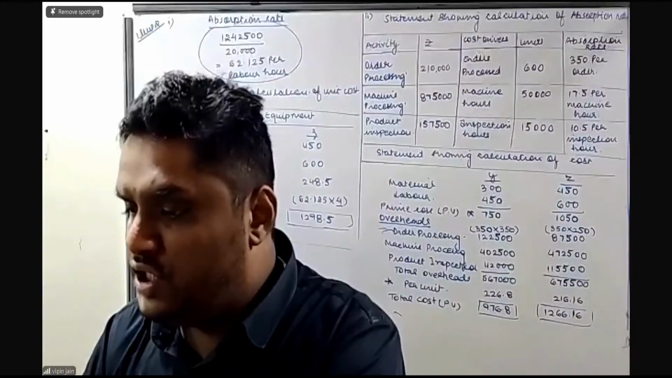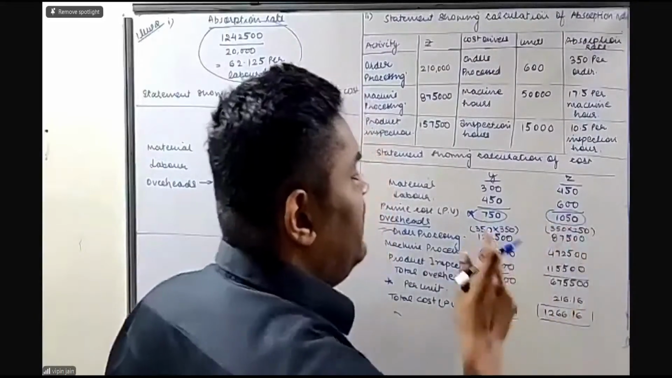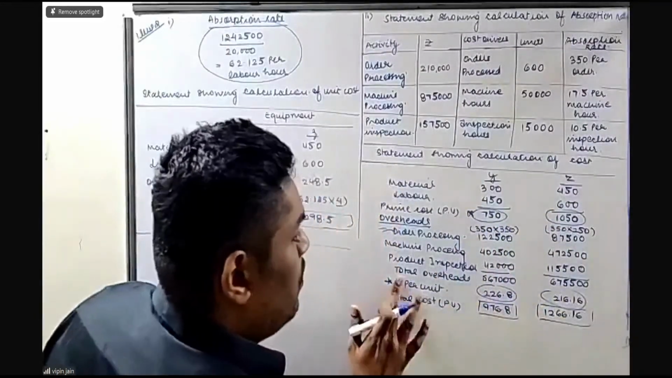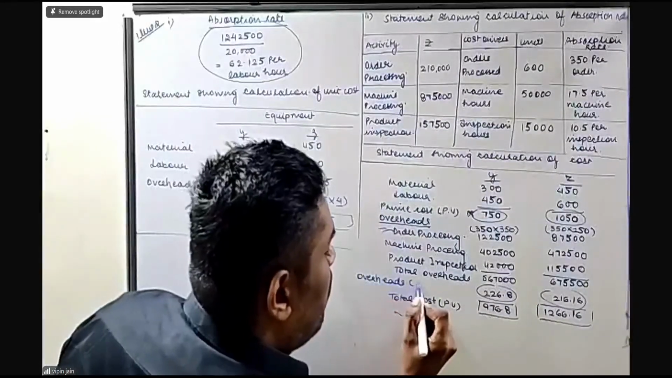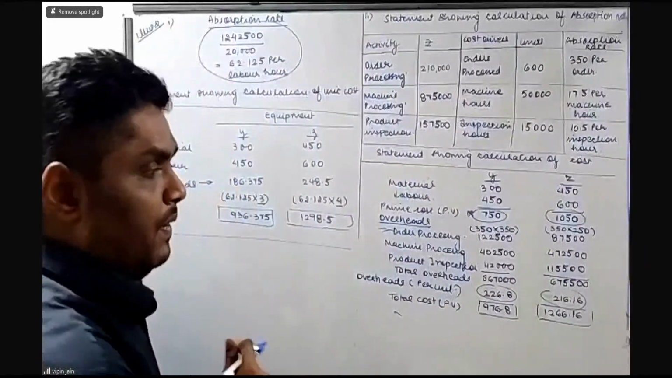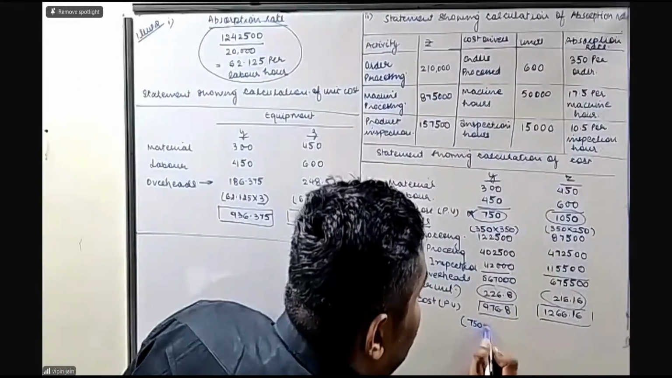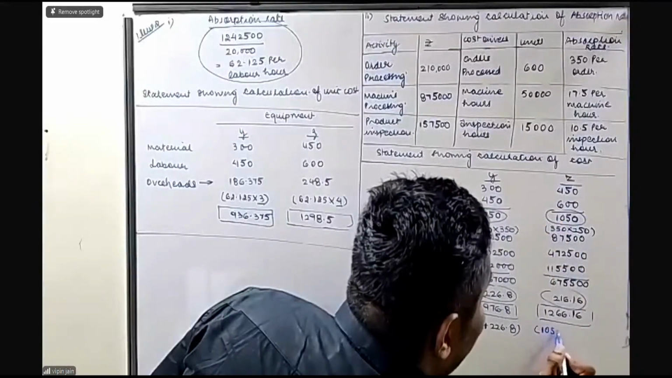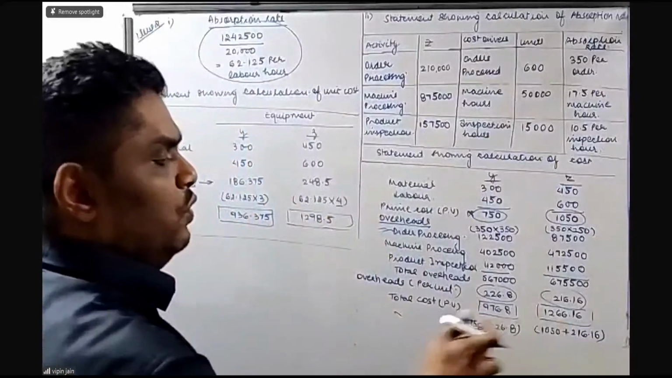Okay, Yashashwini asks, sir, how do you get the total? So see, this is my prime cost, 750 and 1050, and this is my overhead cost per unit. So 750 plus 226.8. And similarly, here also 1050 plus 216.16. So this is how I got this total.